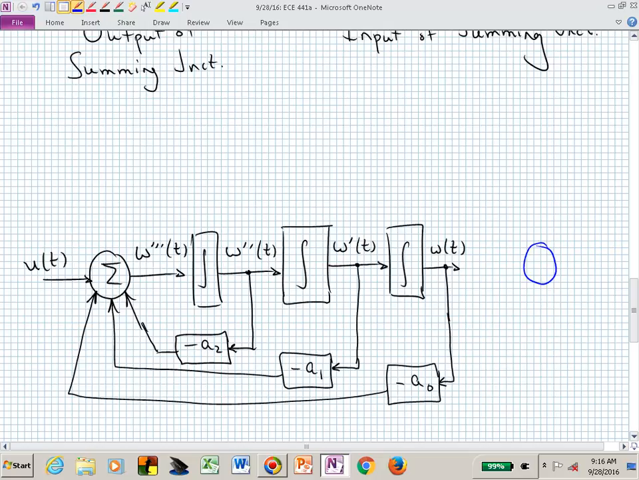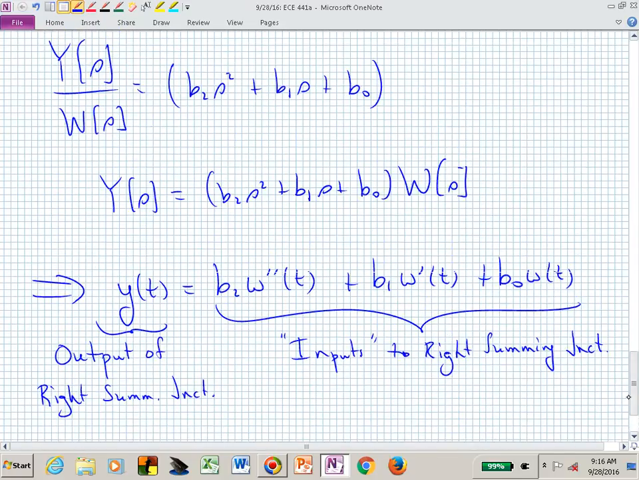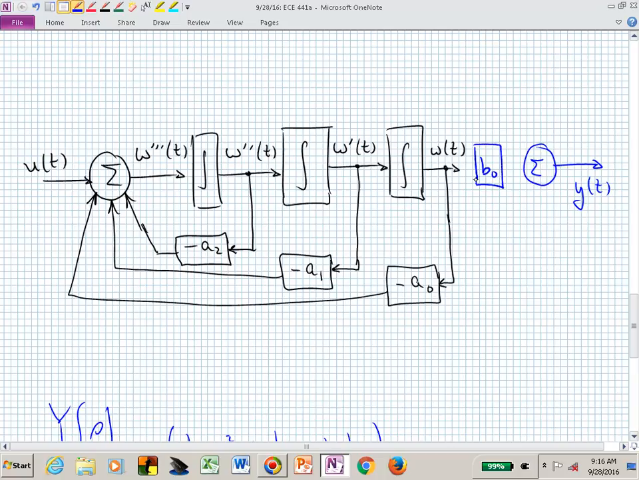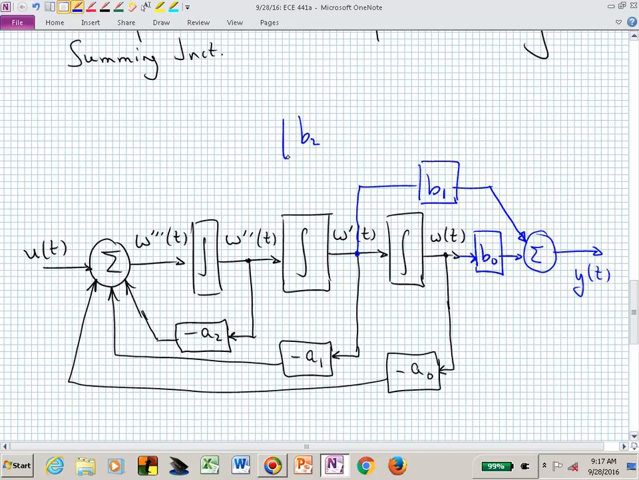But do you see now what we want to do? We want to generate our output y of t, which is a linear combination of these variables that we just created, w, w prime, and w double prime. If we start with w, we need to scale that with b sub 0, and we have one of the inputs to that rightmost summing junction. Then we come back over here to w prime, and that gets scaled by b1, and then b sub 2 is scaling the second derivative of w.